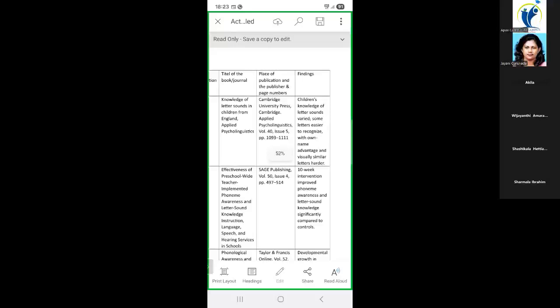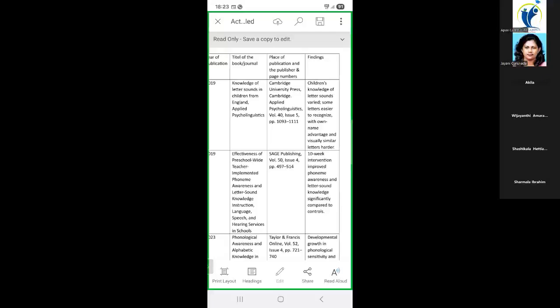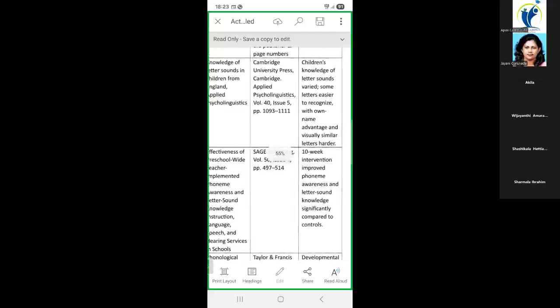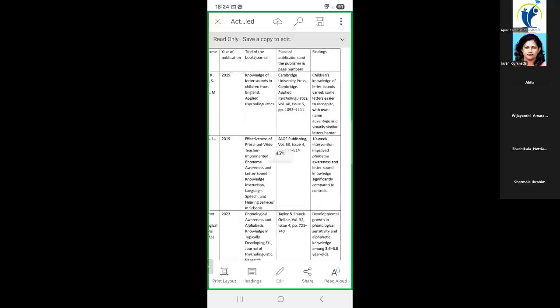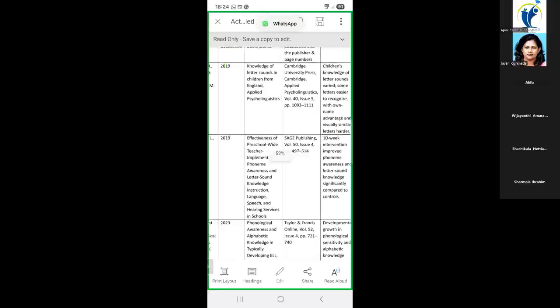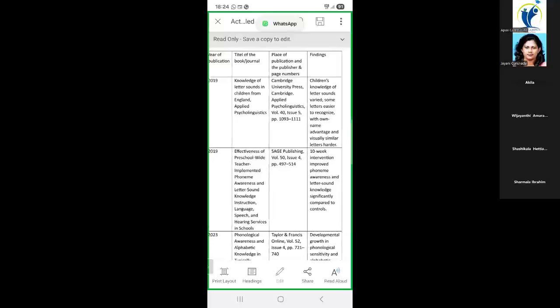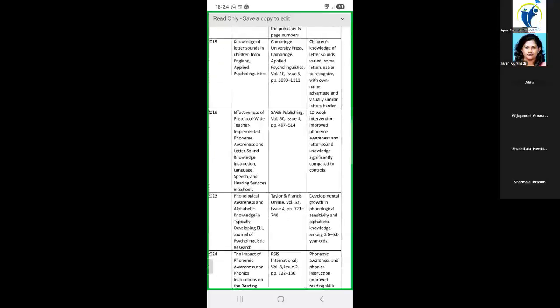I selected according to phonics recognition. My topic was according to my action research. So my first finding is that children's knowledge of letter sounds varied. Some letters were easier to recognize, such as those in their own name, and visually similar letters were hardest. The second finding, the 10-week intervention.